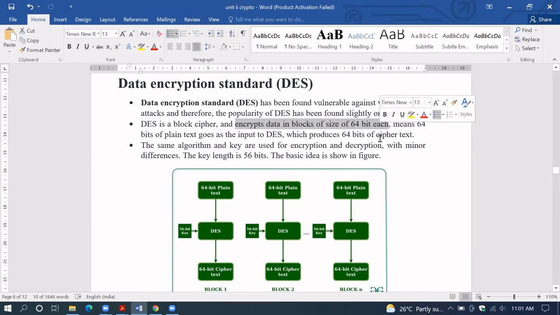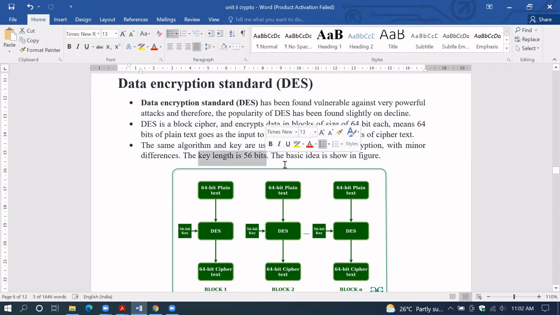So every block of data is converted or encrypted with a size of 64 bits, which means 64 bits of plain text goes as the input to the DES, which produces 64 bits of ciphertext. So the plain text is converted to a ciphertext. Since the plain text is of 64 bits, the ciphertext will also be of 64 bits. And the same algorithm and the key are used for encryption as well as decryption. What is the key length? The key length here will be of 56 bits.